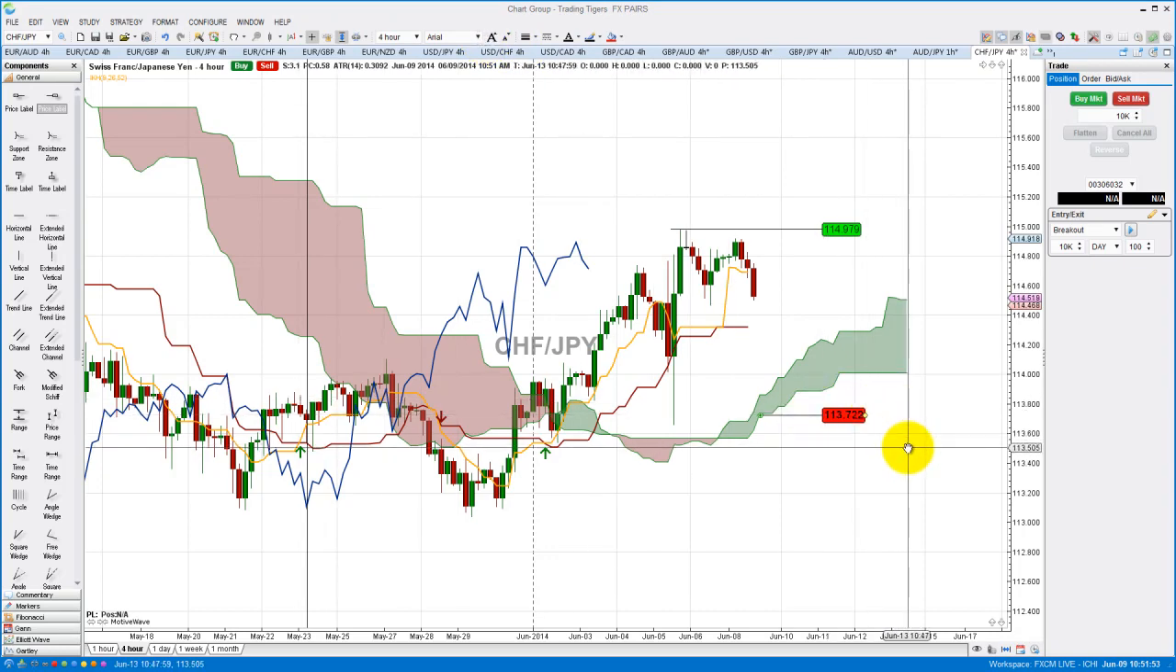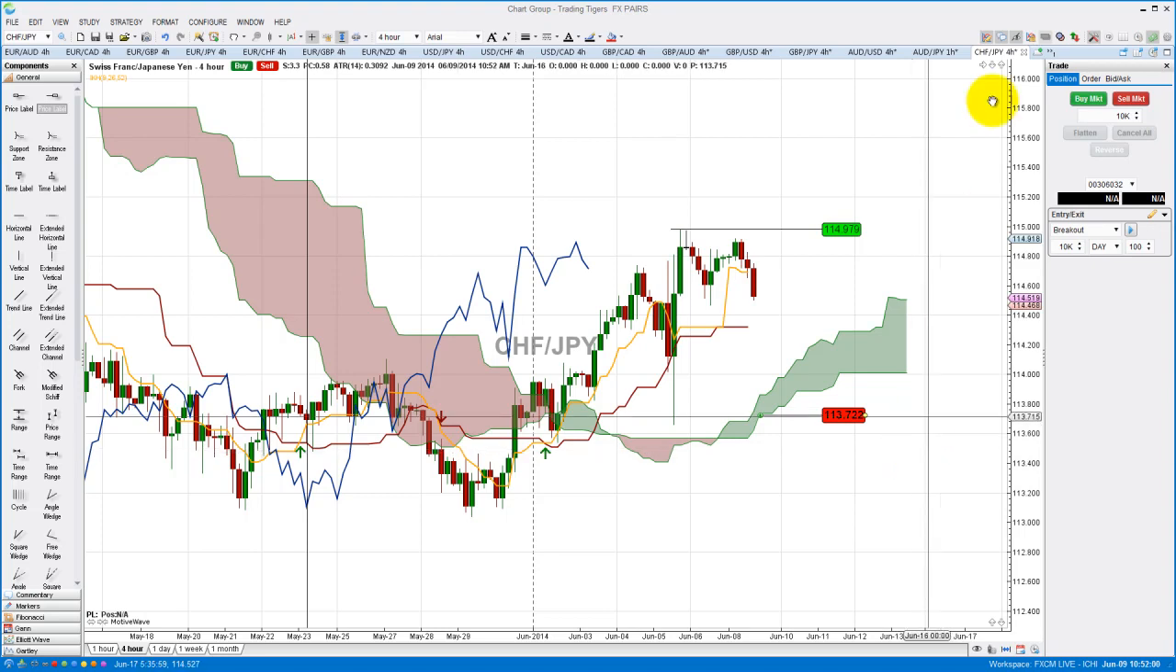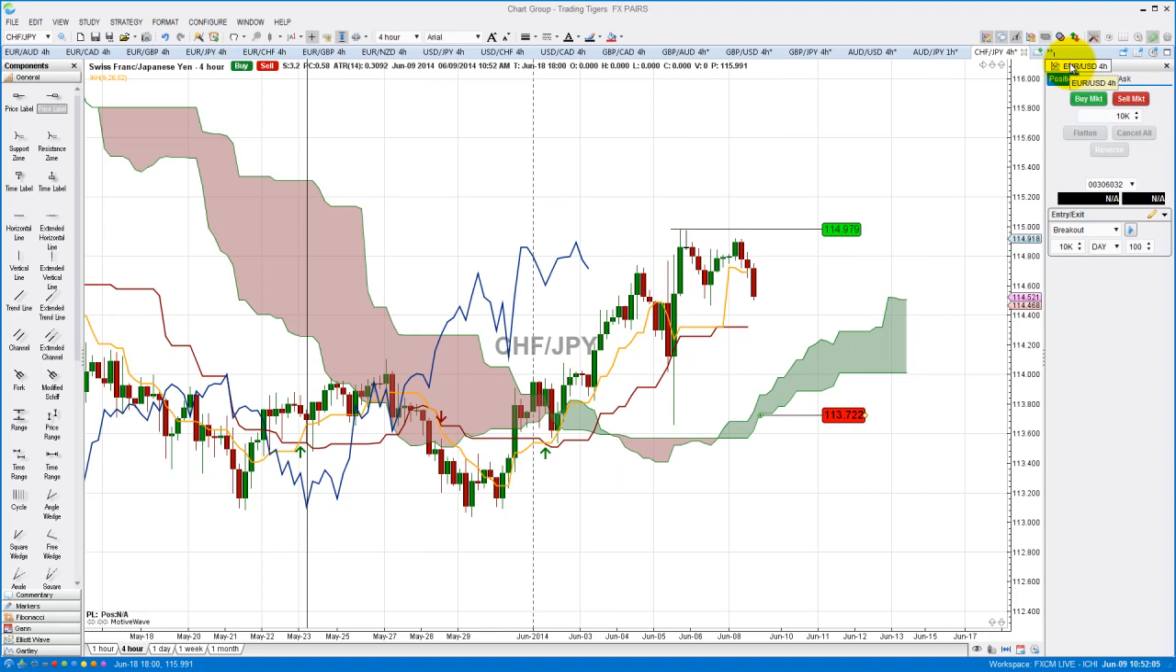So that's the entry 114.979 with stop level at 113.722 for the Swiss Japanese yen. And the last one, I think we've done it. I think we've covered them all.